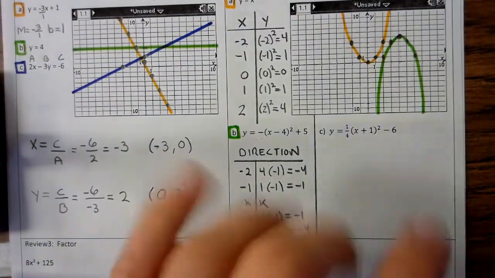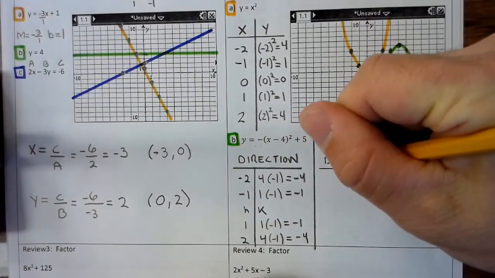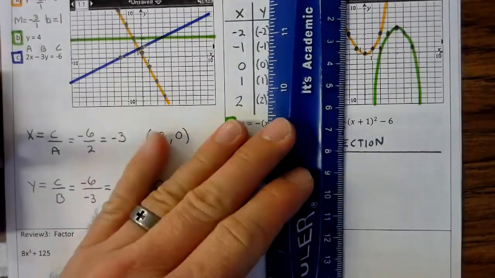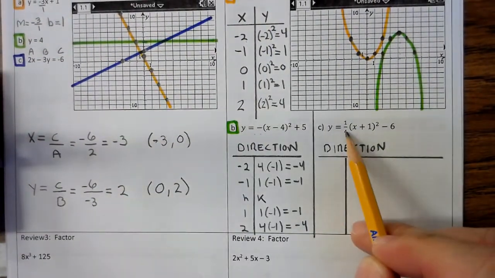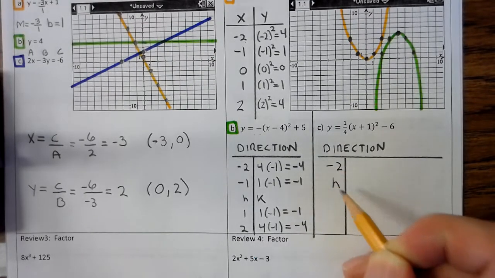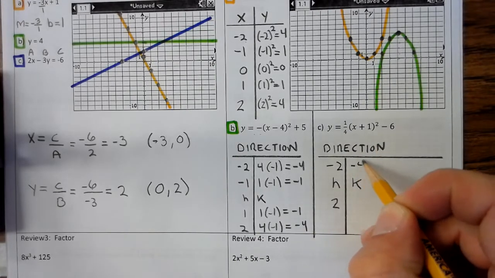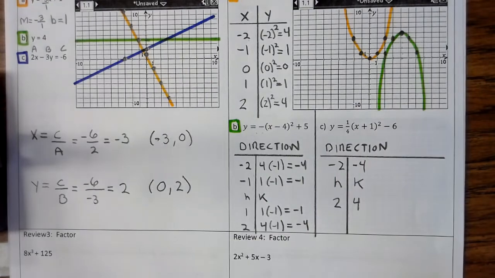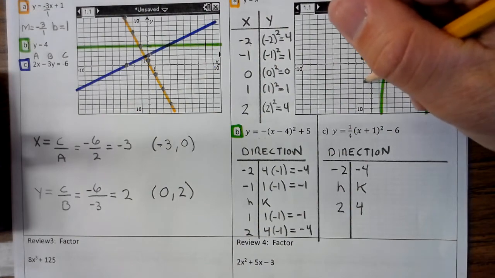All right. Now again, we're going to graph by direction. Now, because I know I'm going to have to divide by 4, I'm only going to use the directions -2, H, K, and +2. So that's -2, -4, 2, 4. Now we need to move the vertex. So we go left 1, down 1, 2, 3, 4, 5, 6.